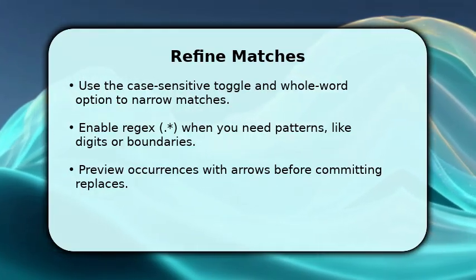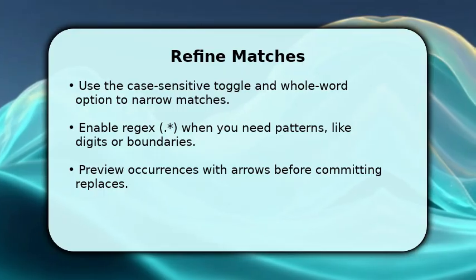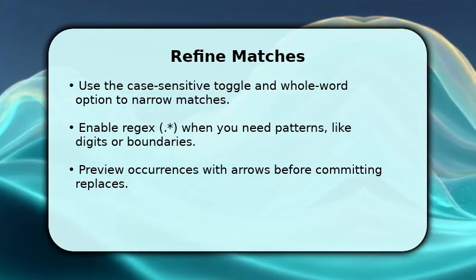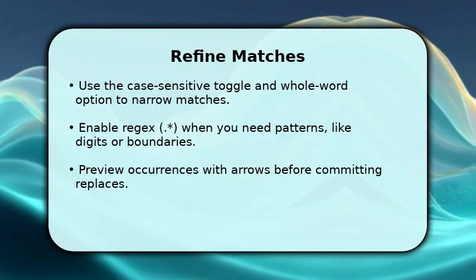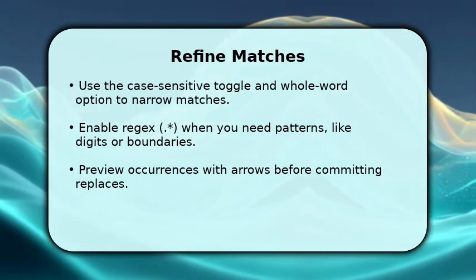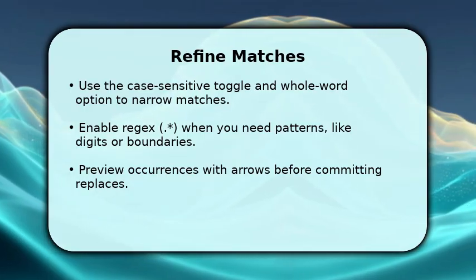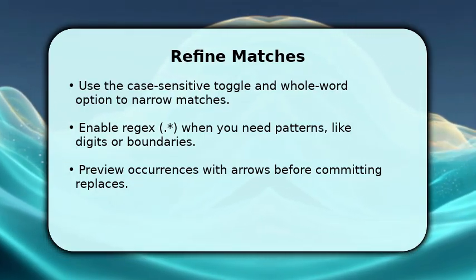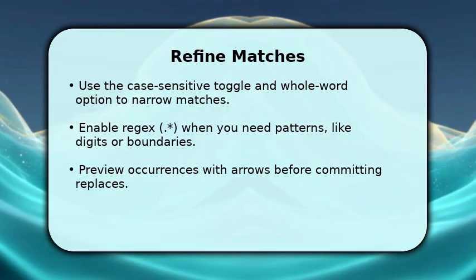Once you have the match list, navigate occurrences with the up/down arrows and visually confirm each one. If replacing multiple instances, use replace next to step through, or replace all when you are confident. This controlled approach prevents wide-scale mistakes and helps you understand why a match occurred.